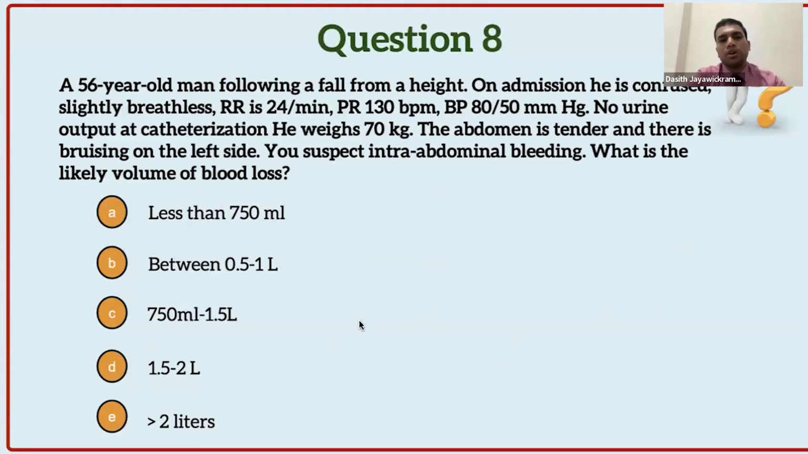So, a 56-year-old man following a fall from a height. On admission, he is confused, slightly breathless. Respiratory rate is 24 per minute. Pulse rate is 130. Blood pressure is 80 by 50 millimeters of mercury. No urine output at catheterization. He weighs 70 kg. The abdomen is tender and there is bruising on the left side. You suspect intra-abdominal bleeding. What is the likely volume of blood loss?